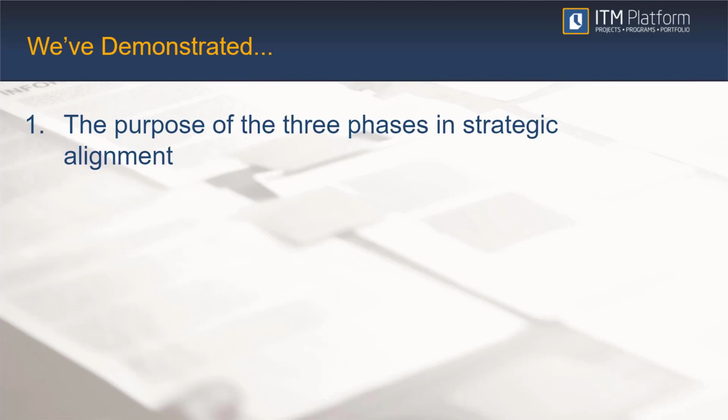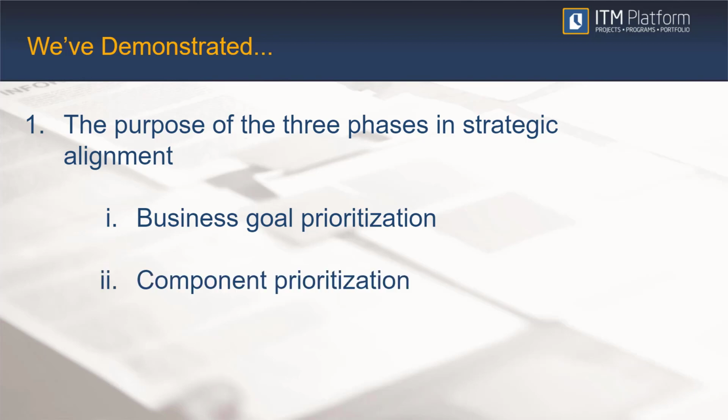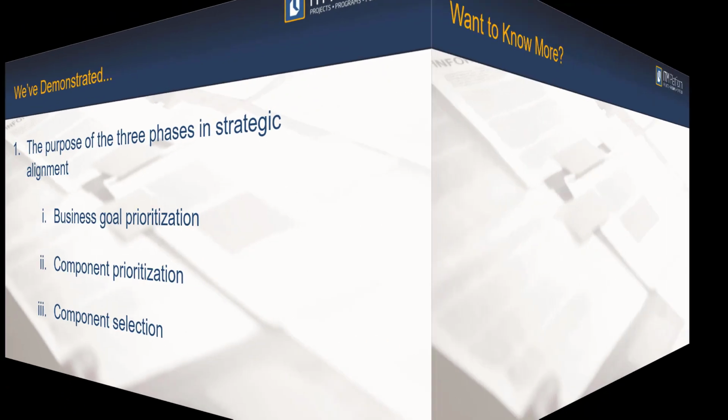This concludes the brief overview of the strategic alignment feature found in ITM Platform. This video demonstrated the purpose of the three phases in strategic alignment: business goal prioritization, component prioritization, and component selection, and how they work in the program section of ITM Platform.